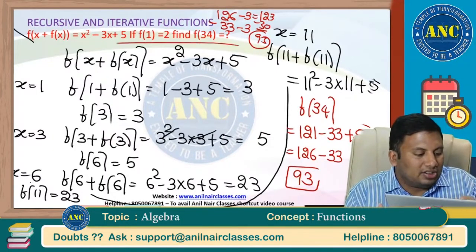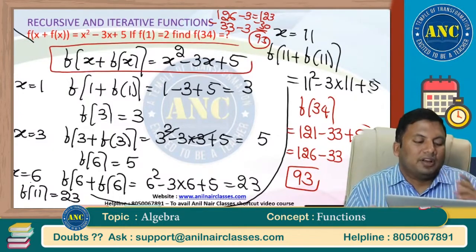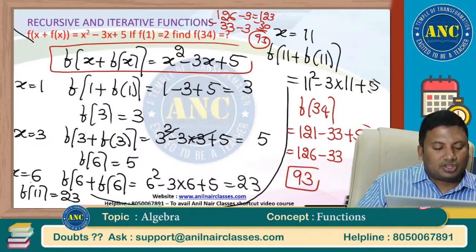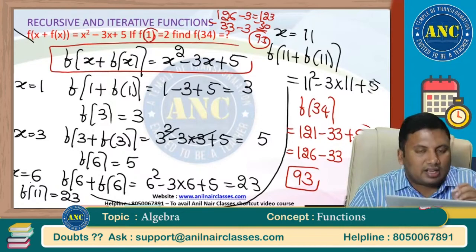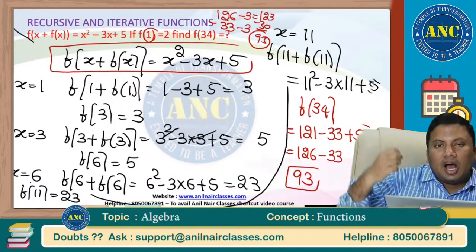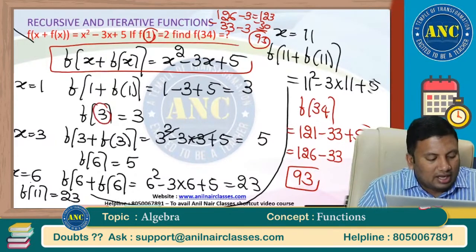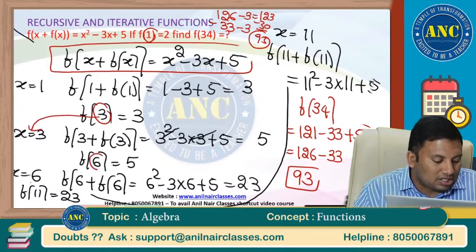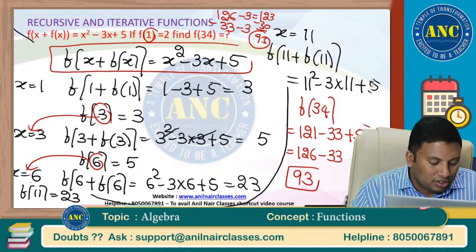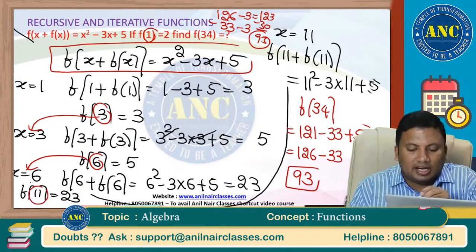So what I did in this question, another variety of recursive and iterative function. Take the first value x equivalent to 1. Get the answer. Output becomes the input. Whatever output that you got, 3. Take it as an input. You got 6. Take it as an input. You got 11. Take it as an input.